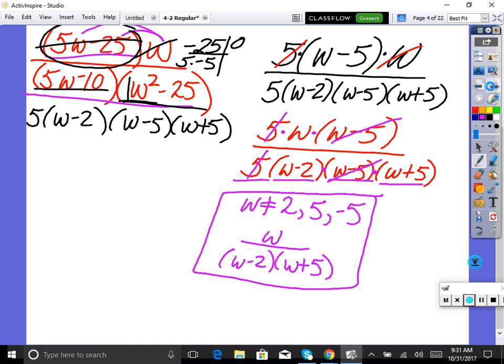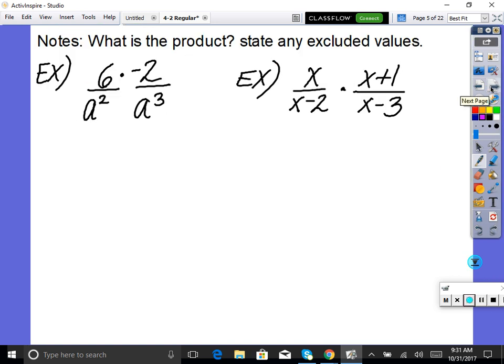Let's do another one. Flip to the back page, the blank blue page. Take down some notes here. So here's my first example. Write it down for yourself, because you're going to want to refer back to it for your notes. It says, what is the product? That means multiply, and then state any excluded values. So remember, when multiplying fractions, you can simply multiply straight across. So we have 6 times -2 on top, and on bottom we have a squared times a cubed.